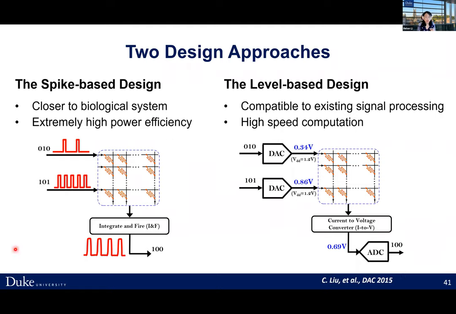Well, commonly right now, people work on spike-based designs. So all the signals are represented by spike trains, okay? The design concept itself is closer to biological systems and offers very low power consumption. And if you've been to the session on spiking neural networks, one obvious disadvantage is that the data need a train of spikes to represent, and therefore the processing time is surely longer compared to the level design, okay?